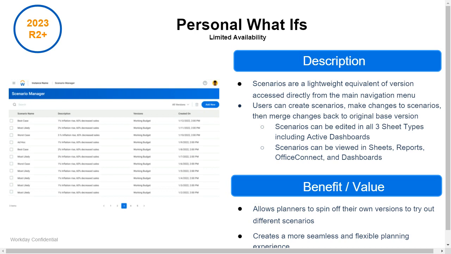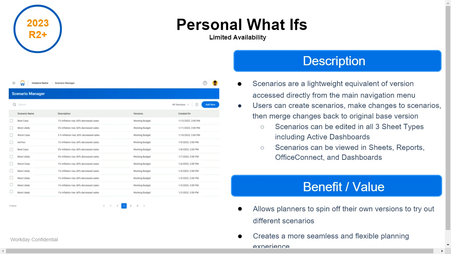Even cooler, you will be able to see the different changes that you've made in the scenario prior to merging it. So in the what-if scenario, we will be highlighting those changes live. As you change numbers, for example, in a what-if scenario, those cells will get highlighted with a sort of yellow background color. So you can immediately see the changes you've made in that what-if scenario before you decide if you want to merge those changes into the underlying version.